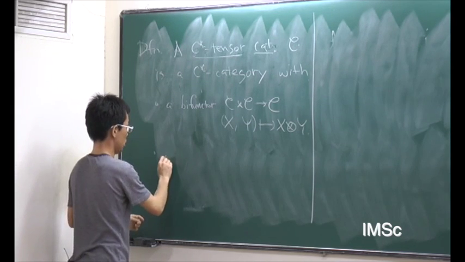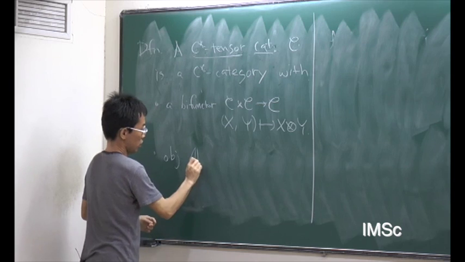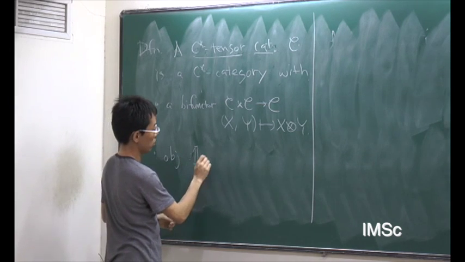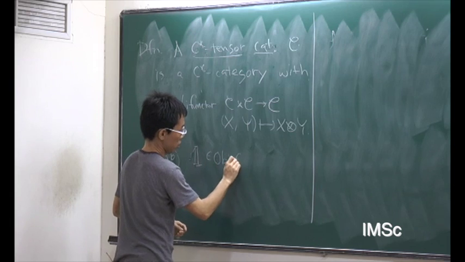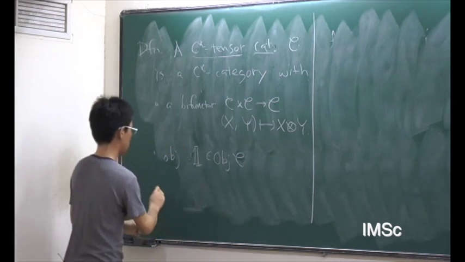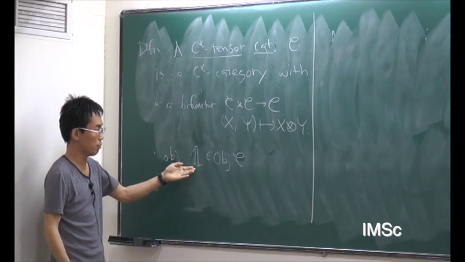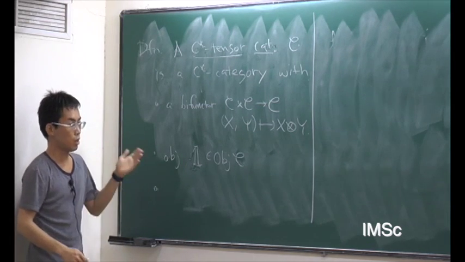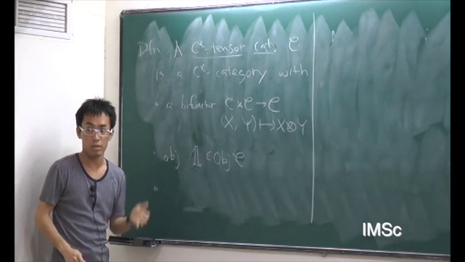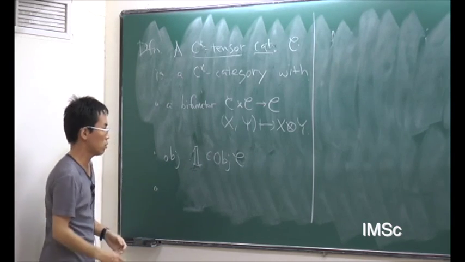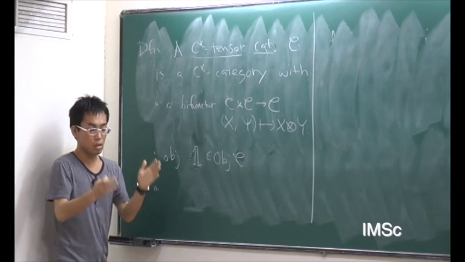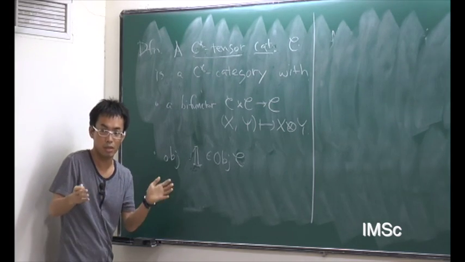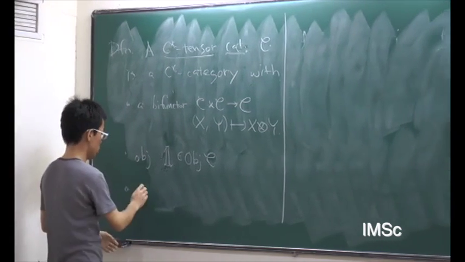I write the multiplicative unit as 1. And of course, saying that this is a multiplicative unit means 1 times x or x times 1 are naturally isomorphic to x. And also, when you take the tensor product of 3 things, you want to be able to say that the result is essentially the same.